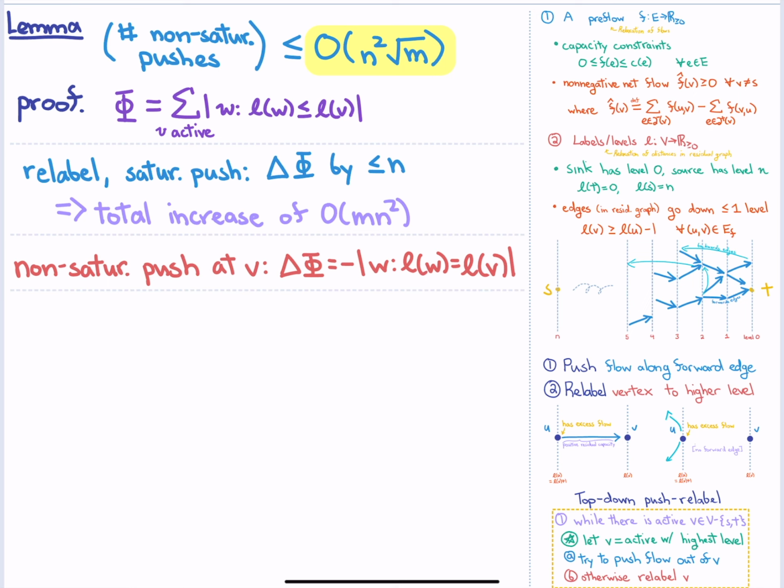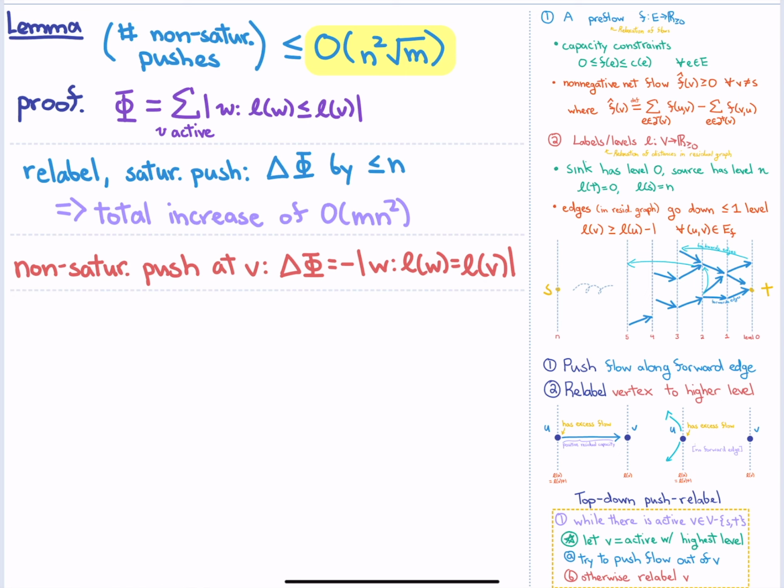So if I'm pushing at a vertex v, and I do a non-saturating push, it's going to push water down and itself it's going to become inactive, right? So how much is the potential going to go down by? Well, any vertex that's at the same level is not going to be counted by that new active vertex down below. So at the very least, the number of vertices at the same level will be the decrease in the potential, right? So I have a bunch of flow. I push the flow down. This has no flow left. And so this vertex might be counting all the vertices underneath, but it's leaving out the vertices that were at the same level. So that's the decrease.